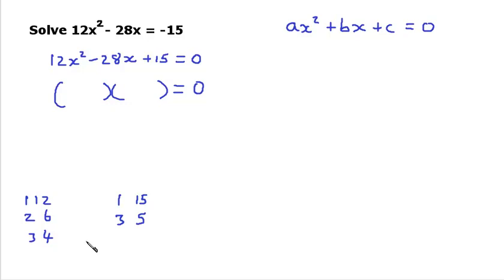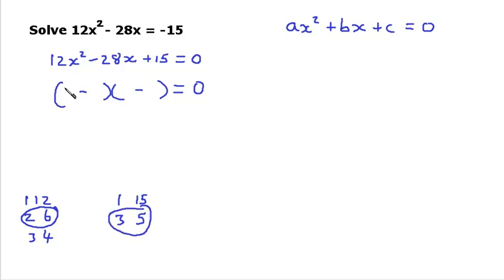Now we're looking to see which pair of factors of 12 and which pair of factors of 15 will give us 28. Now to help us out, we can spot that because we've got a negative here and a positive here, we're going to have two negatives in our brackets. So we're looking for numbers that are going to add to make 28. And if we look closely at that, we'll see that the solutions we want involve 2 and 6 and 3 and 5.